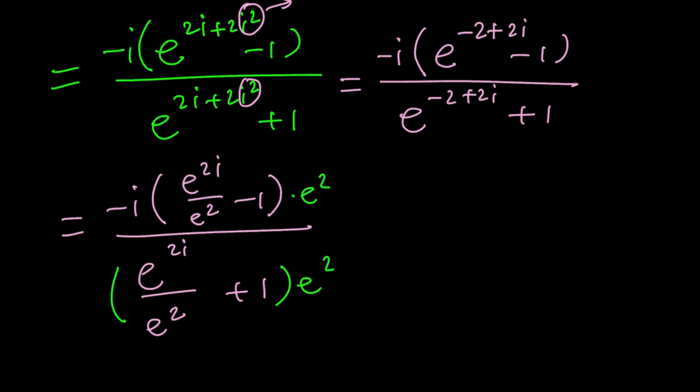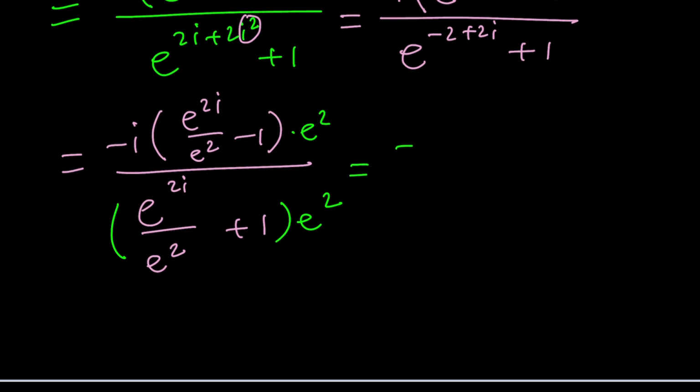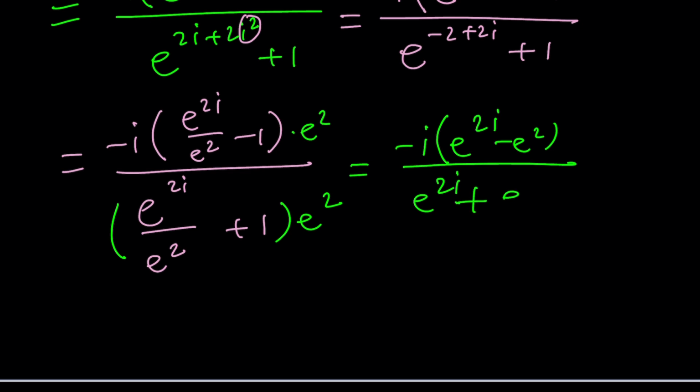the fractions, right? And then this will give us negative i times e to the power 2i minus e squared, and then this will be e to the power 2i plus e squared. Okay, here we go. So that should be the answer, but we can simplify even more than that.